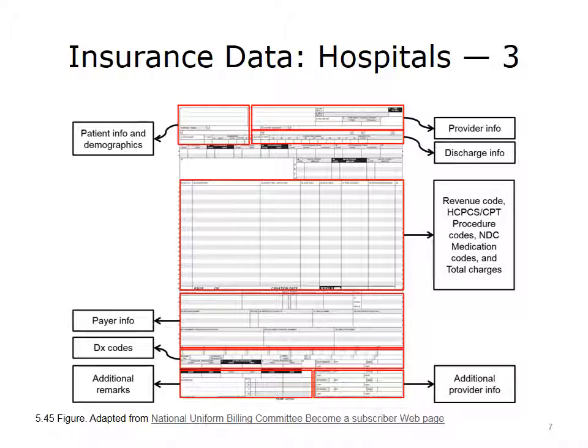This image shows the UB04, also known as CMS 1450 form. As noted on the image, the form includes various sections, such as patient information and demographics, provider information, payer information, discharge information, list of procedures, list of diagnoses, and a section for additional remarks and information, if needed. The procedure codes are usually encoded using Current Procedural Terminology, CPT, and Healthcare Common Procedure Coding System, HCPCS. National Drug Codes, NDCs, are used for medications.